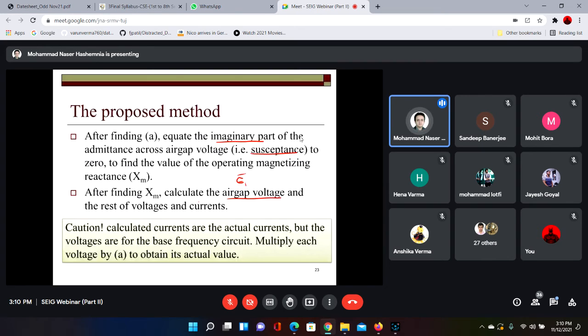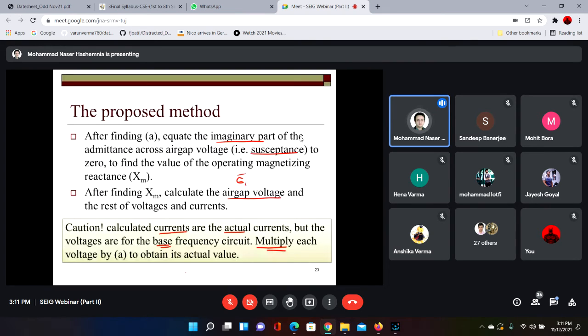We should take care and caution that the calculated currents are the actual currents, but the voltages that you have calculated above are for the base frequency. If you want to know the actual voltages, you should multiply each voltage by A to obtain the actual value, because the circuit that we were using was at a base frequency, and all the voltages had been divided by A. So you should go back to the actual frequency. You should multiply voltages by A. This is clear.